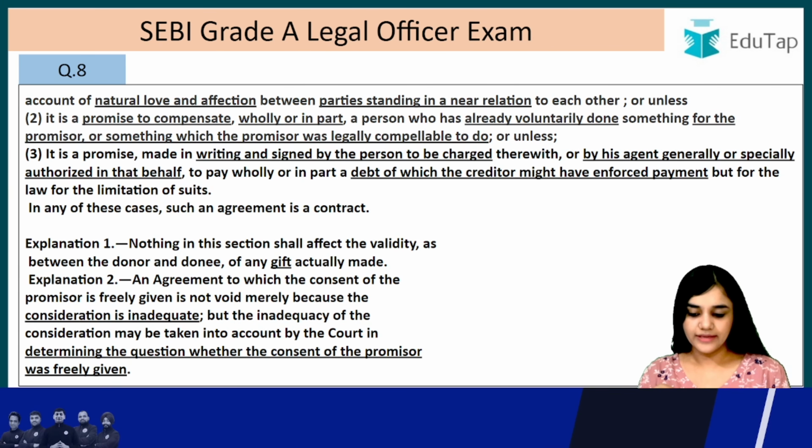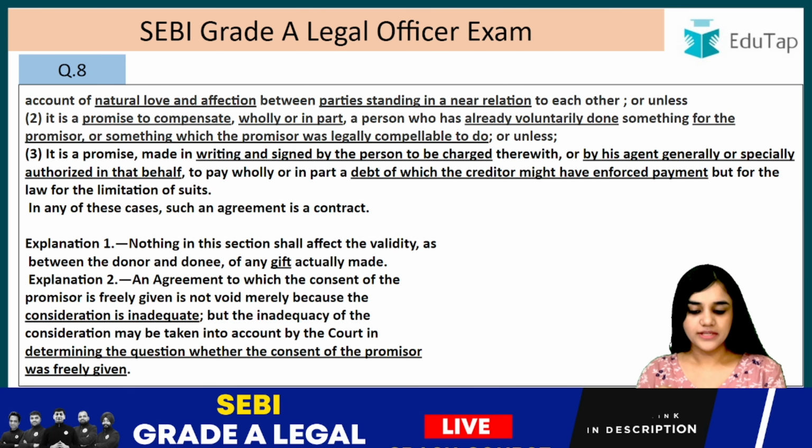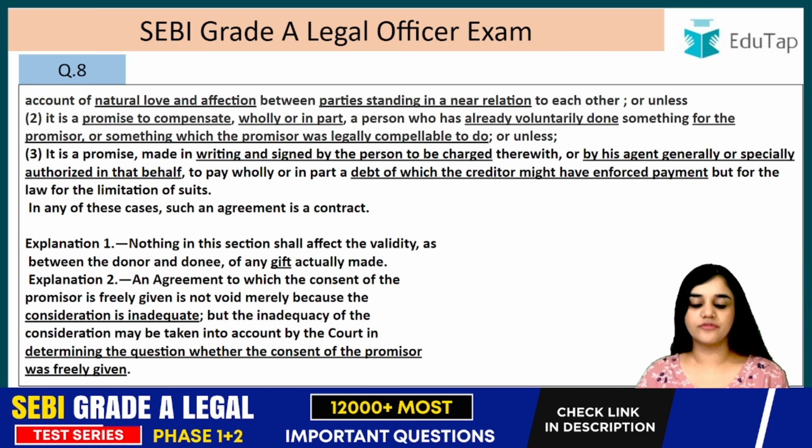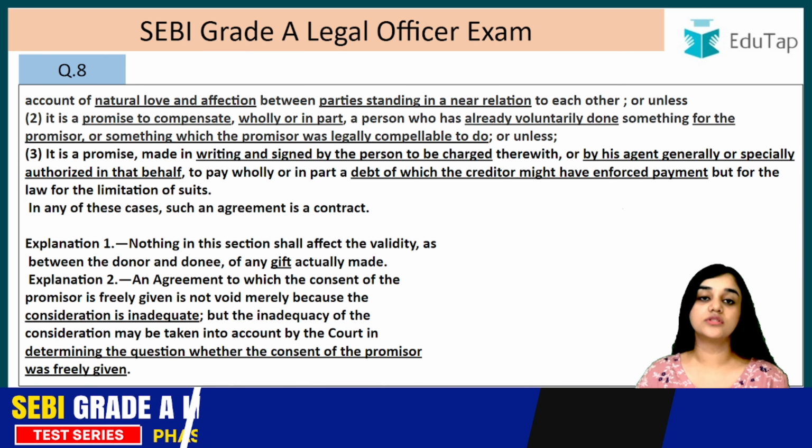So now let's read it again. It is a promise made in writing and signed by. It must be in writing, but the conditions are it must be in writing and signed by either B only or by his agent, generally or specifically any person authorized, right? To pay wholly or in part a debt of which the creditor might have enforced payment.